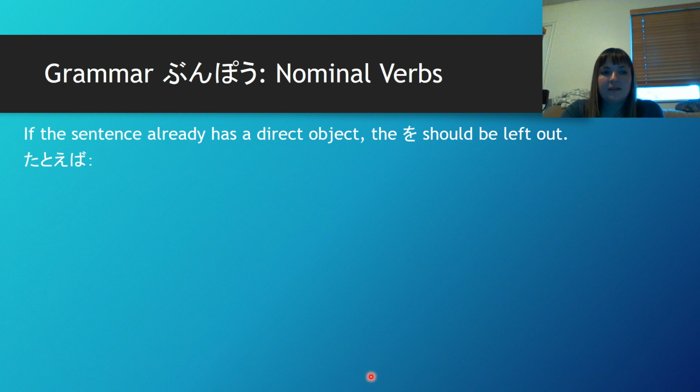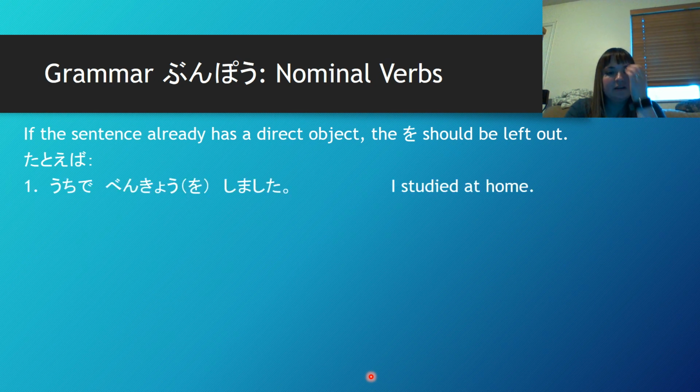Okay. Now, again, really important is that if your sentence already has a direct object, the O should be left out, right? So my rule of thumb, again, is with these verbs, if you leave out the O, you don't ever have to worry about accidentally putting two O's in your sentence with these types of verbs. If you leave out the O in between your nominal verb or your noun verb, you won't ever have to worry about accidentally having two O's in your sentence and for it to be kind of awkward.